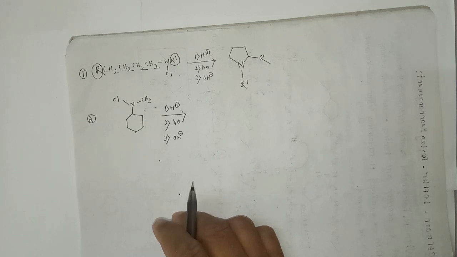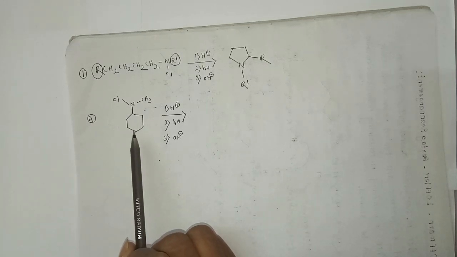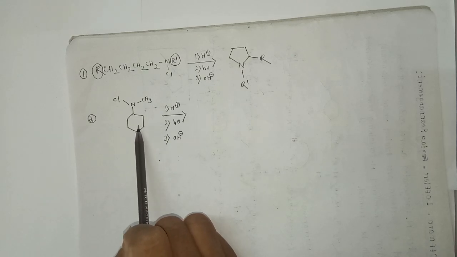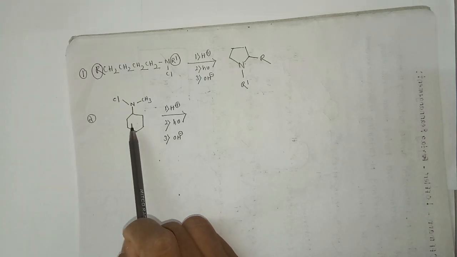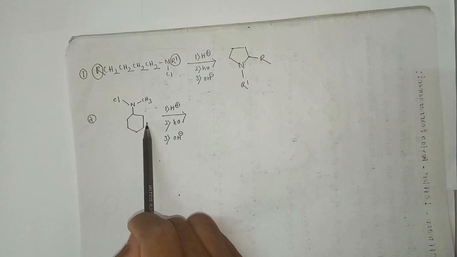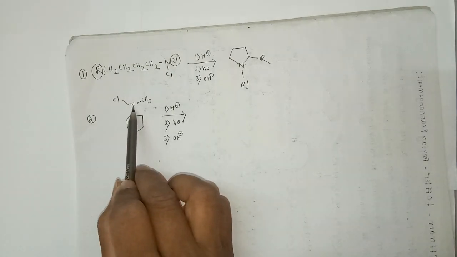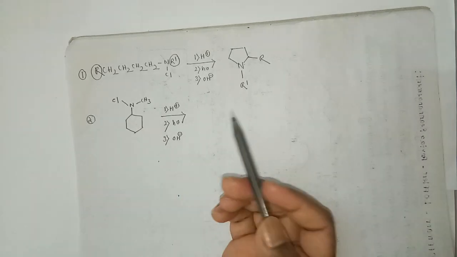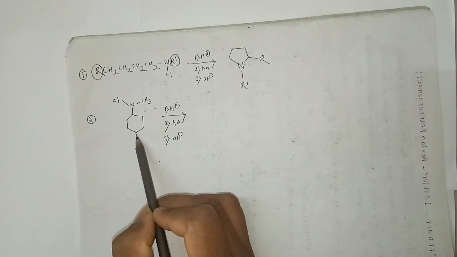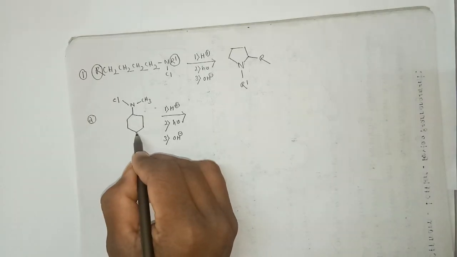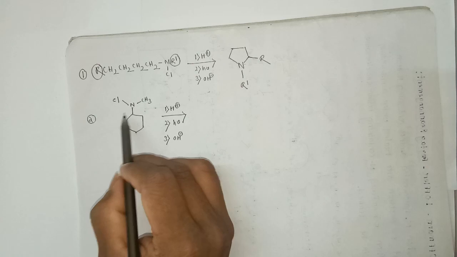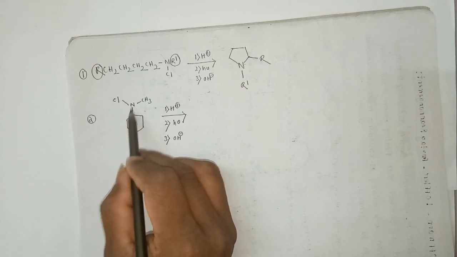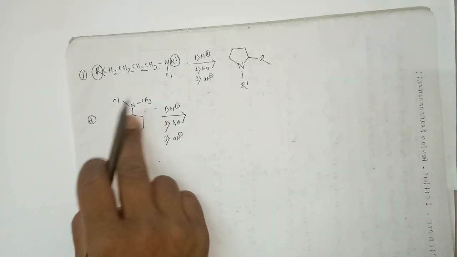First of all, try to understand that this is a Hofmann-Löffler-Freytag rearrangement. How do we know this? This is a nitrogen atom, and in the delta position, like alpha, beta, gamma and delta, we have a hydrogen atom. So this is called a nitrogen substituted amide.